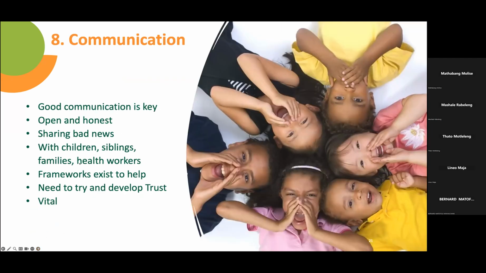Communication is a big issue. We could spend hours on this, and I know you've talked a bit about this. How do we share bad news? How do we talk with the children? What is appropriate? What is seen as culturally appropriate? When do we challenge culture and when don't we? How do we support families? How do we develop trust, which is so key as we're providing palliative care?